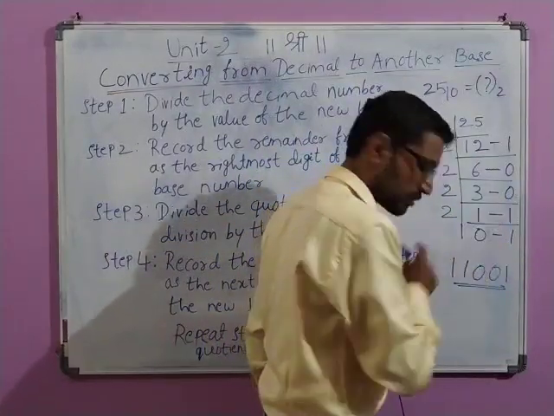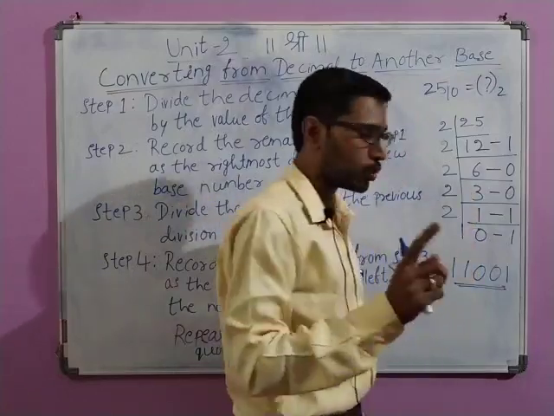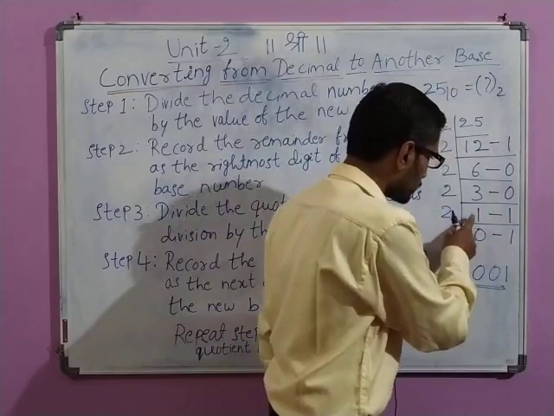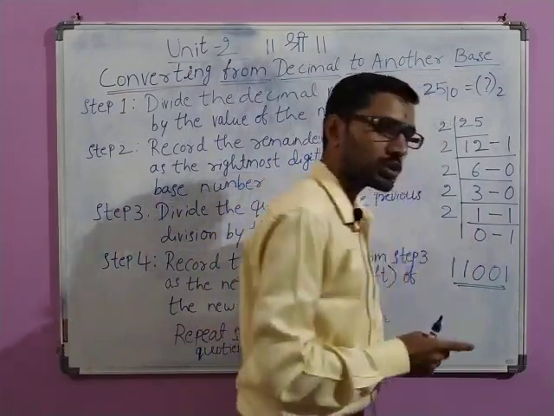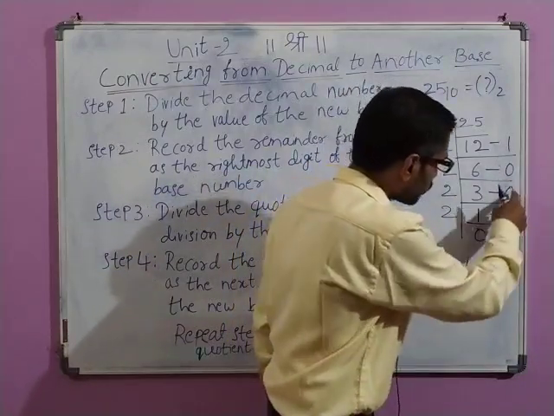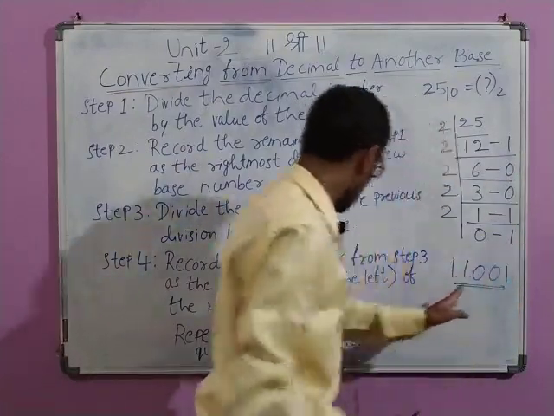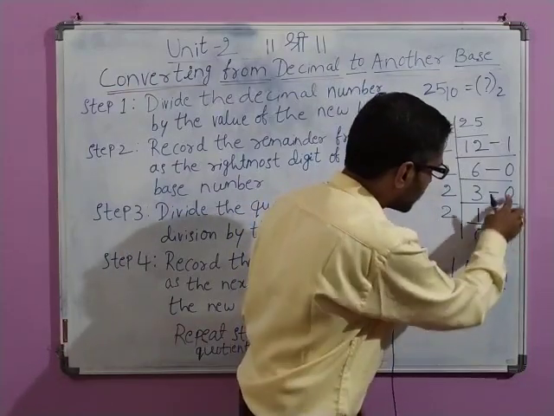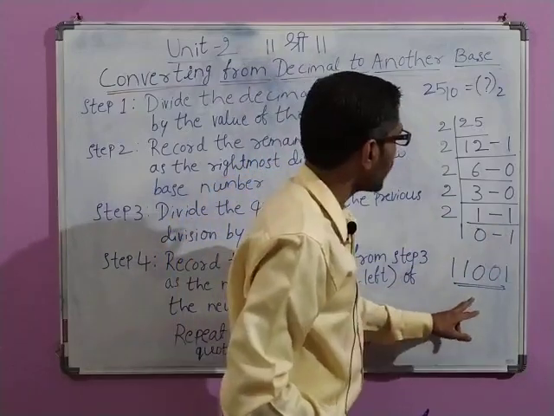Again write this 0 here, and again check the quotient. Is the quotient 0? No. 2 1s are 2, the remainder is 1. Is the quotient 0 now? No. Again divide it. Here division is not possible, so it will be 0. What is the remainder? 1. So meanwhile also go on taking these remainders and writing towards the left. We wrote 1 here, then 0, then 0, then this 1 and this 1. So this will be the final answer.